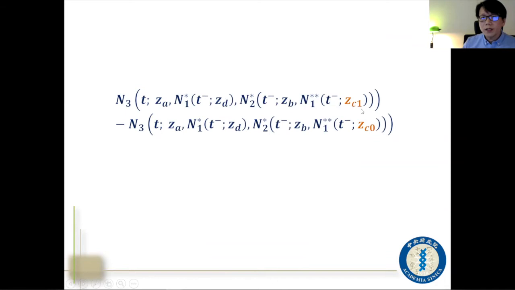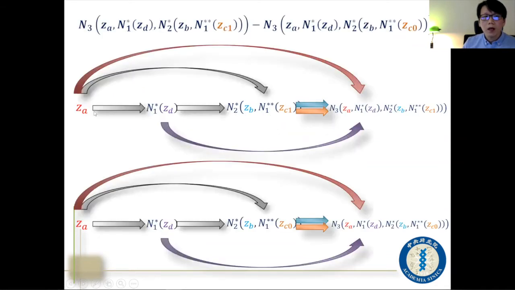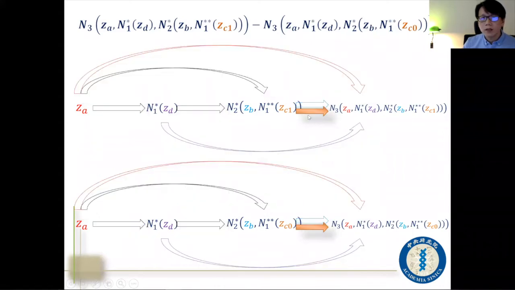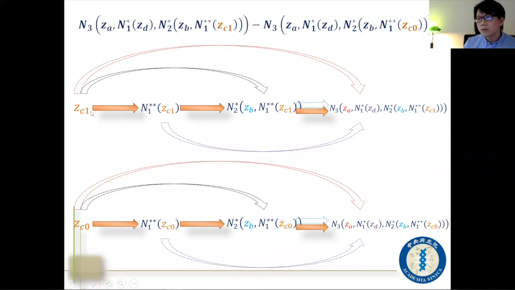Another example is ZC1 and ZC0. Again, ZA, ZB, and ZD are going to cancel each other, so we are contrasting this orange arrow. But again, for this notation, we have the effect from this orange arrow, and this notation is the effect from the previous arrow. So in the end, what we are really estimating is the effect from this entire horizontal path, from Z to N1 to N2 and then to N3.